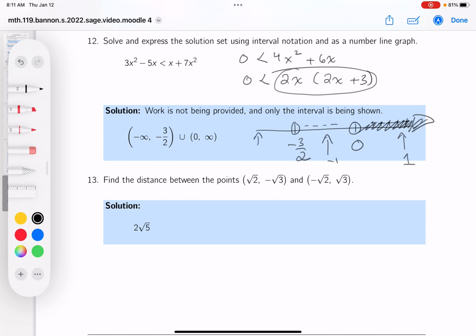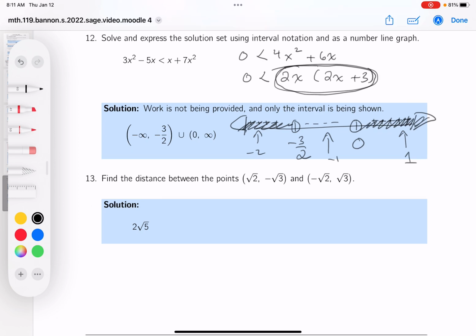Take a number over here. I'm going to say like minus 2. Plug it in, what would you get? A negative number times a negative number, which is a positive number. Again, I want to point out we're plugging it in here. Simple arithmetic, by the way. Positive numbers are greater than 0. I would shade that in.